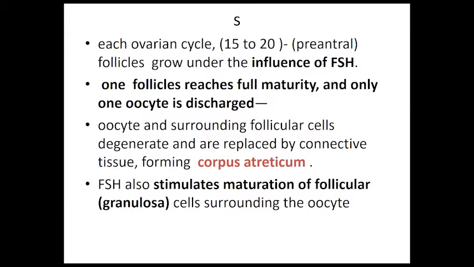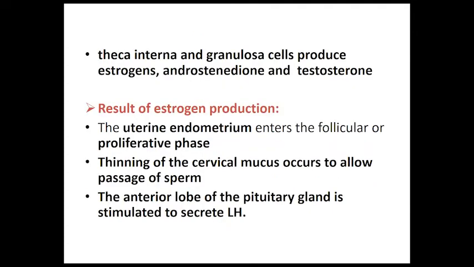After maturity, the rest disintegrate, and only this one is going to be thrown out of the ovary. Oocyte and surrounding follicular cells degenerate and are replaced by the connective tissue forming the corpus atreticum. That is, those which are not expelled are going to degenerate. FSH also stimulates the maturation of the follicular cells surrounding the oocyte. So basically, it is the role of the follicle stimulating hormone. Theca interna and externa, and granulosa produce estrogen, androstenedione, and testosterone. So when estrogen is produced by these theca cells, this estrogen is going to act on the uterus.